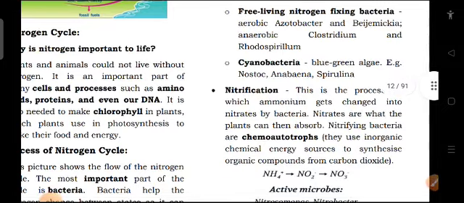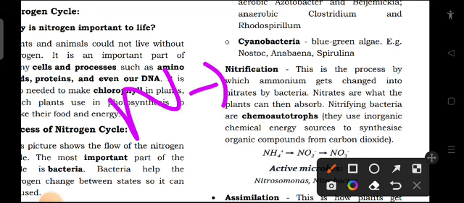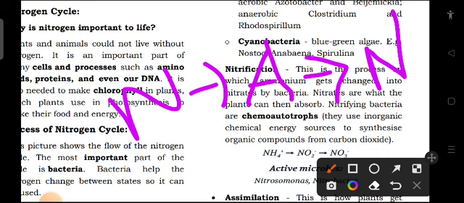Now what is this process called? Nitrification. First nitrogen is converted into ammonia. Now this is the process by which this ammonium is converted into nitrate by bacteria. This is called nitrification. Nitrates are what the plants can absorb. So nitrogen is there. It is converted into ammonia, which is further converted into nitrite and nitrate. This can be absorbed by plants.